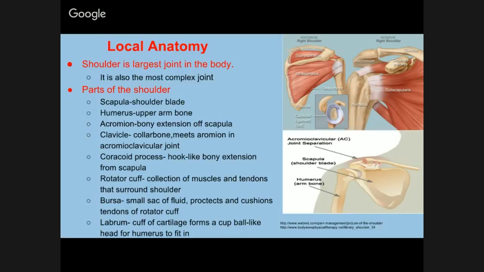Bursa, a small sac of fluid that protects and cushions the tendons and rotator cuff. Labrum, a cuff of cartilage that forms a cup for the ball-like head of the humerus to fit in.